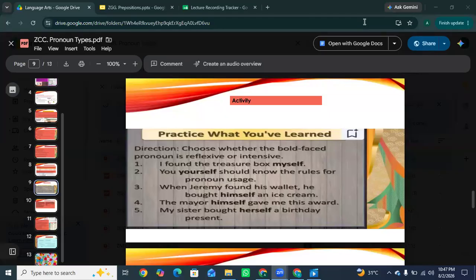Okay, so the first one is: I found the treasure box myself. This is intensive because it emphasizes that I found it on my own without help. The remote is like, if you remove myself, I found the treasure box. This sentence still makes sense and is 100% complete.